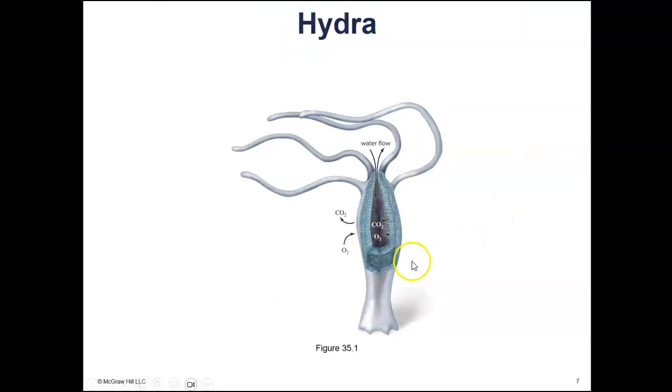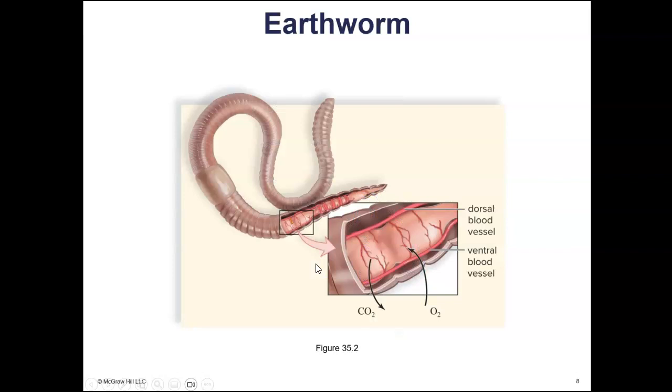This is showing you a hydra, which is a cnidarian, and it just exchanges gases through its tissue layers. Oxygen enters from the water, carbon dioxide leaves, across the cells of the body of the hydra. And the earthworm has a blood supply, so it exchanges gases with the air through its blood vessels.